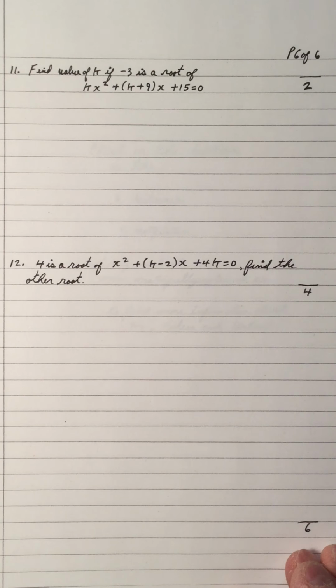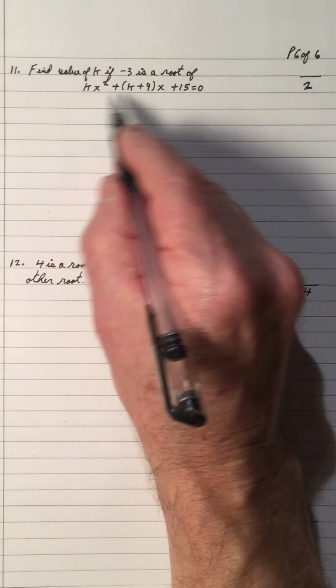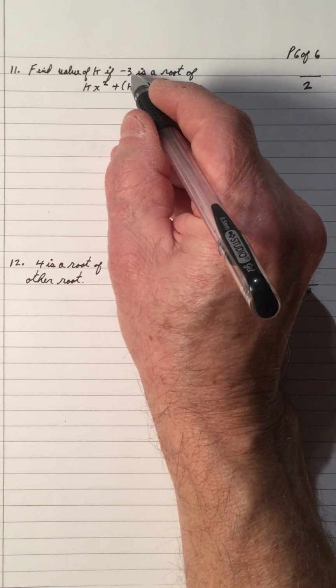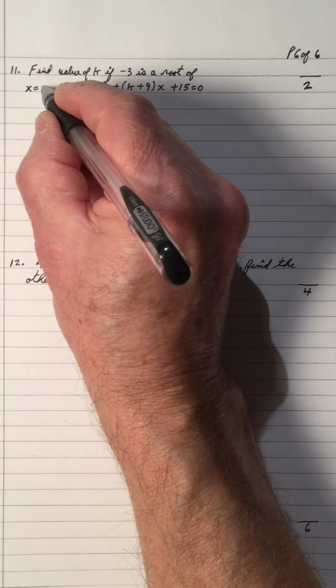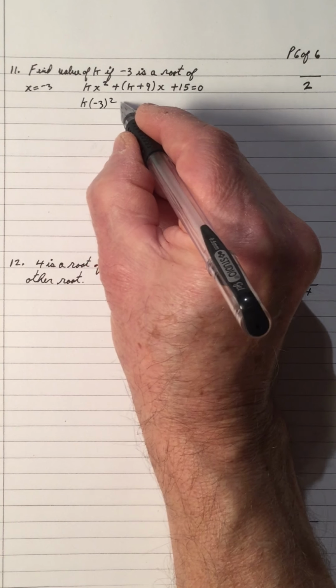And a couple more questions on the last video. Find the value of k if negative 3 is a root of this. So if negative 3 is a root, that means x equals negative 3. So I can sub negative 3 in the place of x.